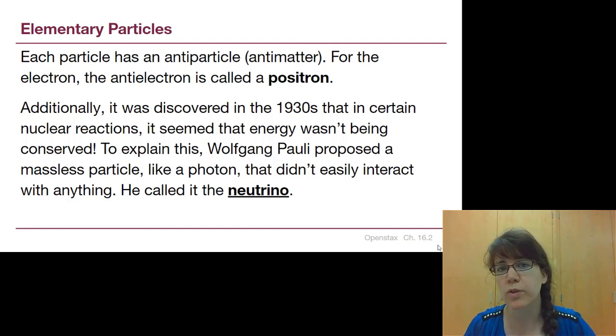So to explain this, Wolfgang Pauli basically invented a massless particle, and he called it the neutrino. So a photon is a light particle. We've talked about photons in chapter 5. Photons have no mass, and so they can move at the speed of light. But photons we can very easily observe, so we knew that what we were missing wasn't a photon. Instead, we had to come up with a different particle that seemed like it could move at the speed of light and wouldn't actually interact with anything, which means it would be undiscoverable.